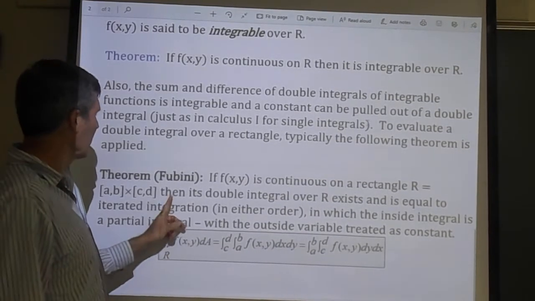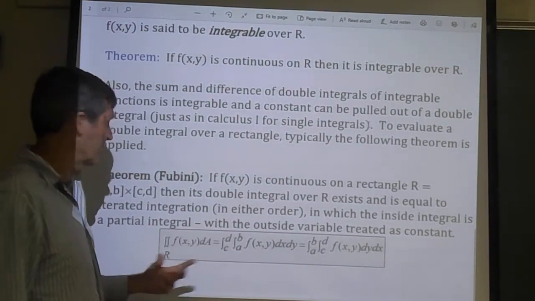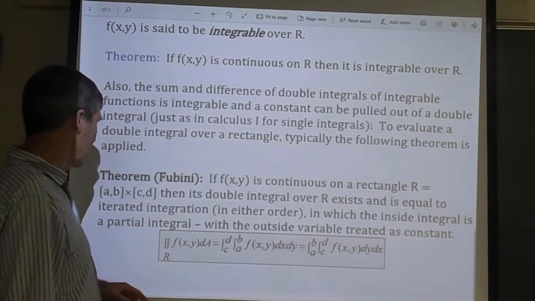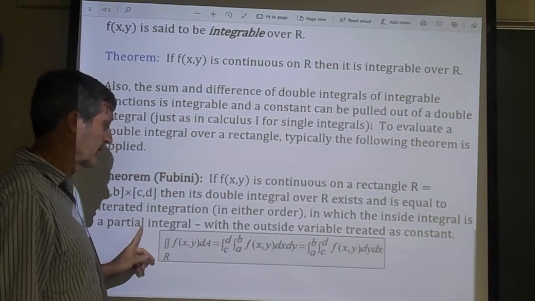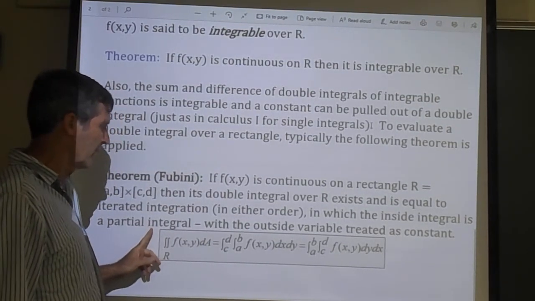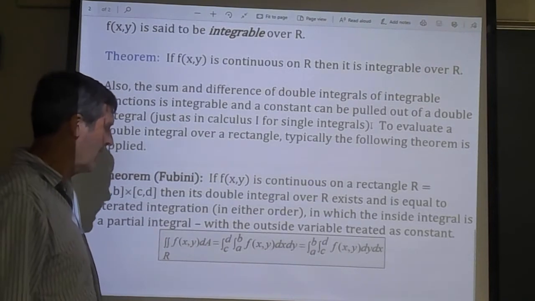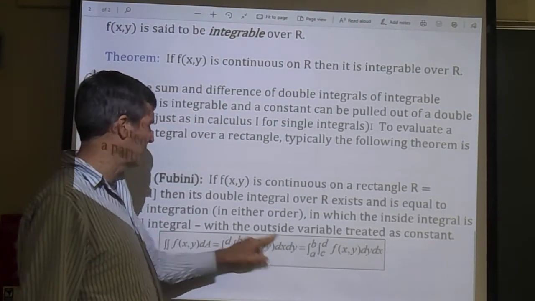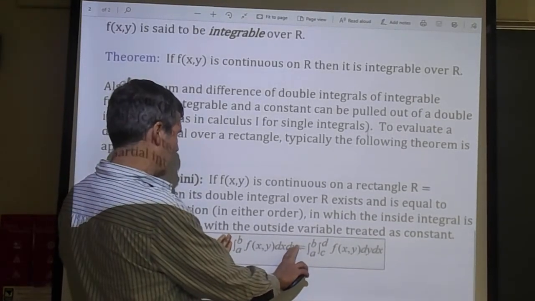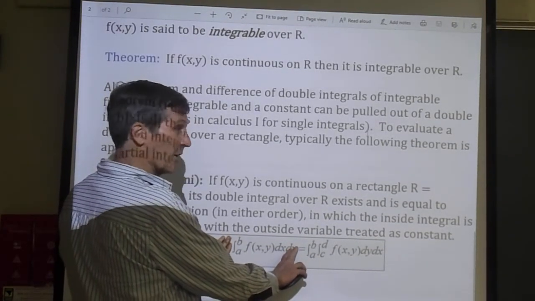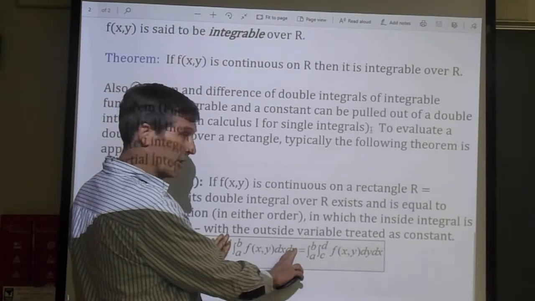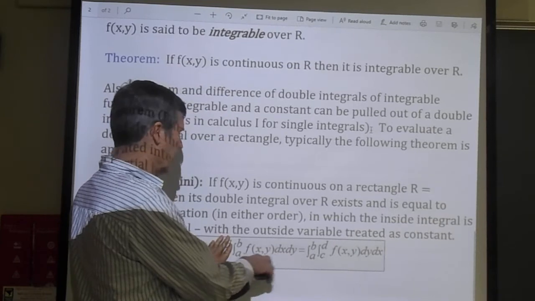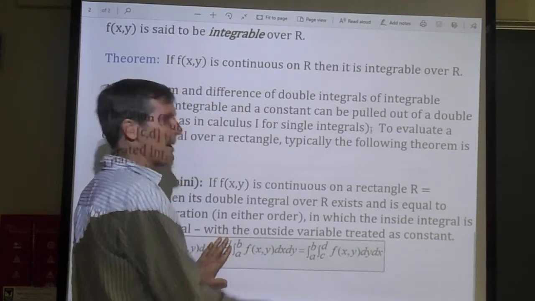If f is continuous over the rectangle, then its double integral exists and is equal to the iterated integration in either order, actually, in which the inside integral is a partial integral, treating the outside variable as a constant. Of this form, you can integrate with respect to x on the inside, plug in a and b and take the difference, using, since it's a single integral, the fundamental theorem of calculus like you did. You just treat y as though it was c. You integrate this with a constant c here, and then you put back in y afterwards.